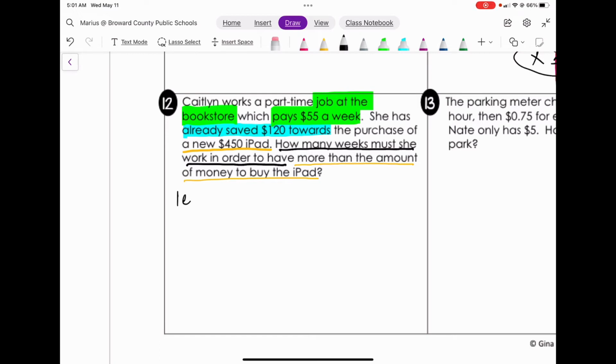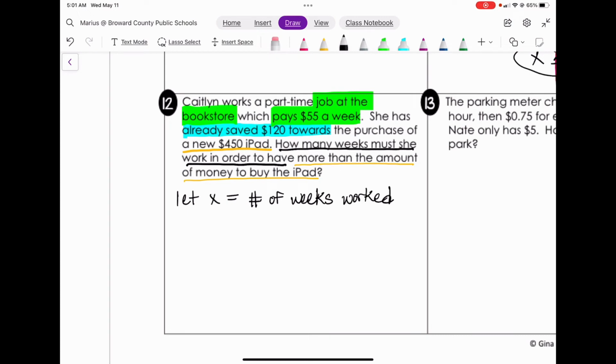So, let x equal. Now, x in this case is going to represent weeks she must work, okay? So, number of weeks worked. Now, let's go to this. We need to figure out how much she earns each week, or how much she makes each week, or how much she's paid each week.